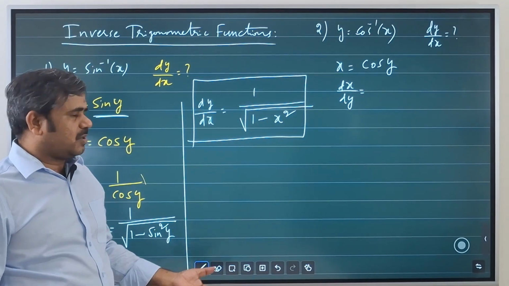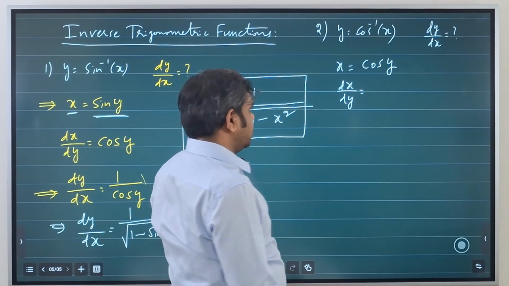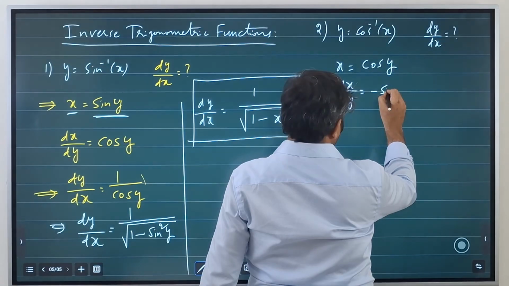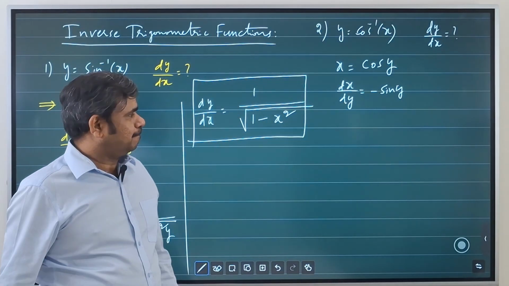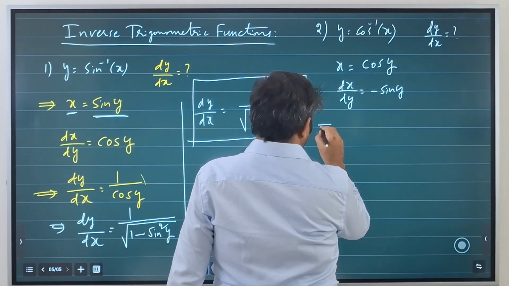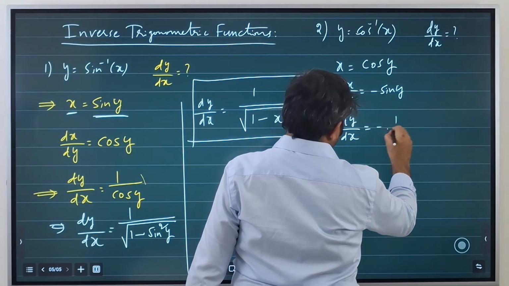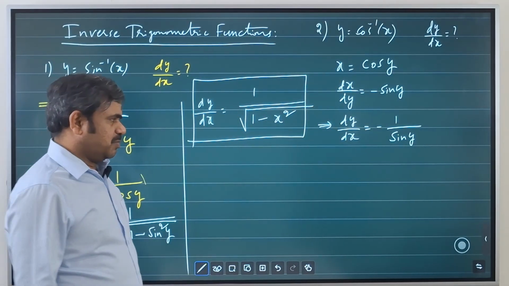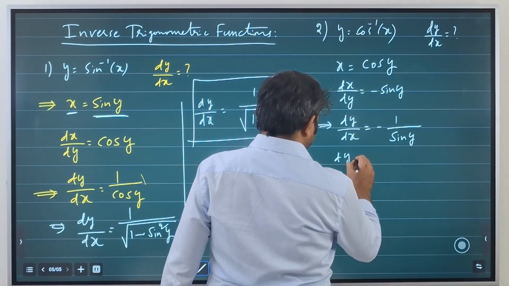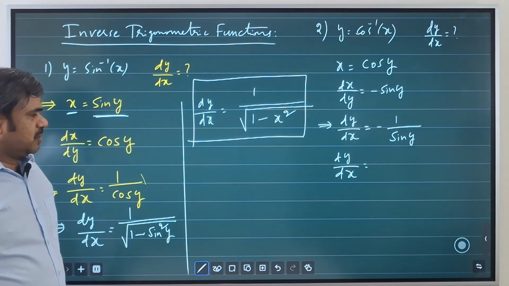If x is equal to cos y, we know how to find dx by dy. We have seen this formula. Dx by dy is equal to minus sine y. We can write dy by dx as minus 1 by sine y. It's the reciprocal.